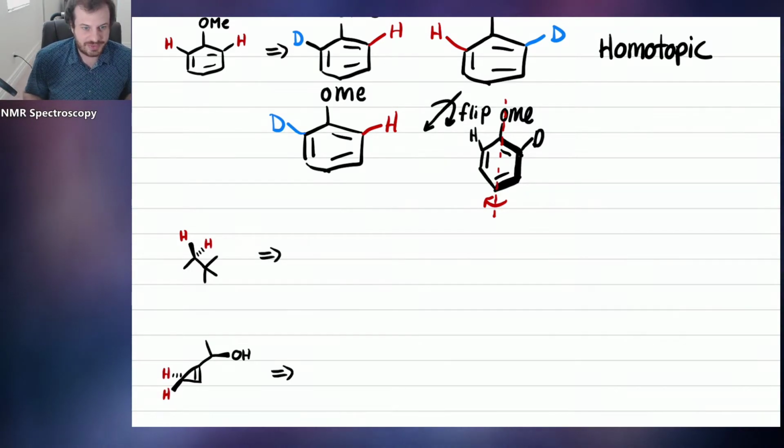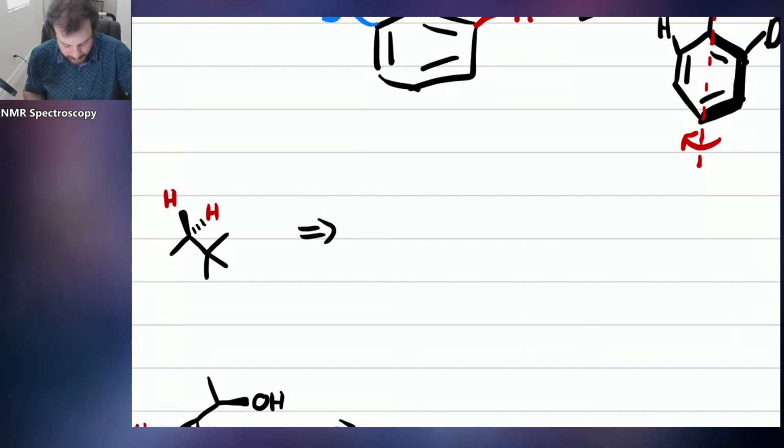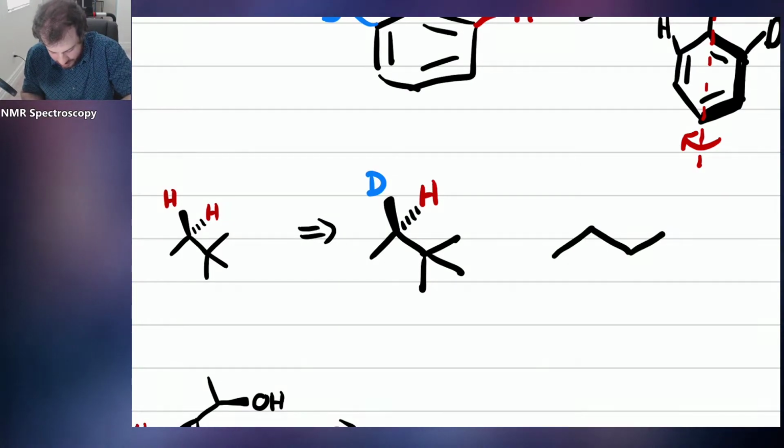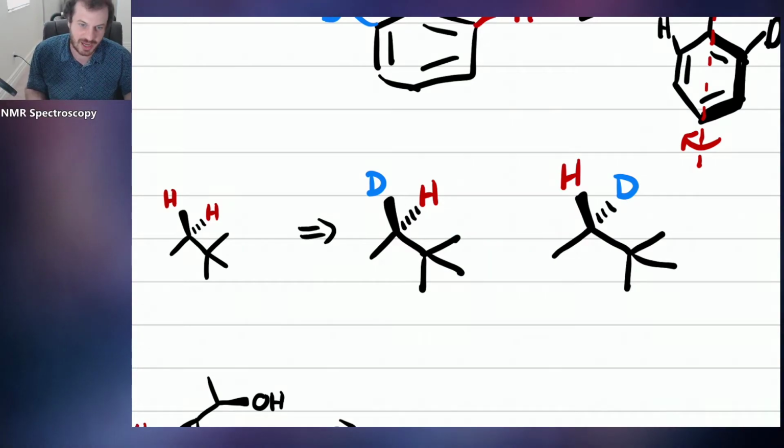Let's do our substitution test on this compound down here. Okay, so we'll just redraw the compound. And I'll replace one of the hydrogens with a D. And I'll leave the other one an H. And then I'll redraw the compound again. I'll put the D on the wedge this time. The D on the dash, and the hydrogen will be on the wedge.